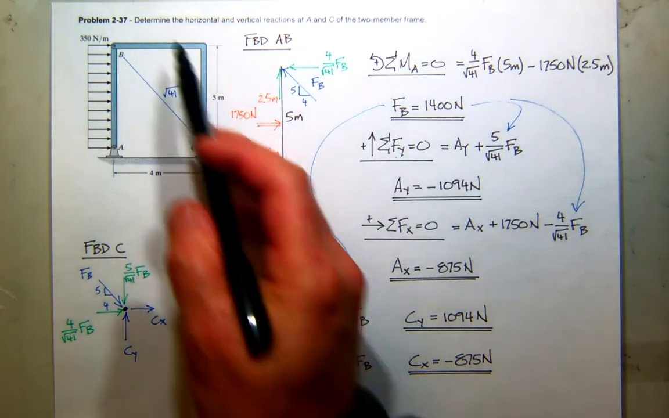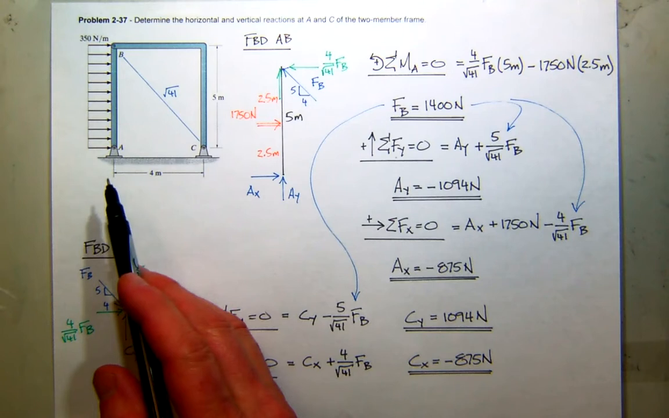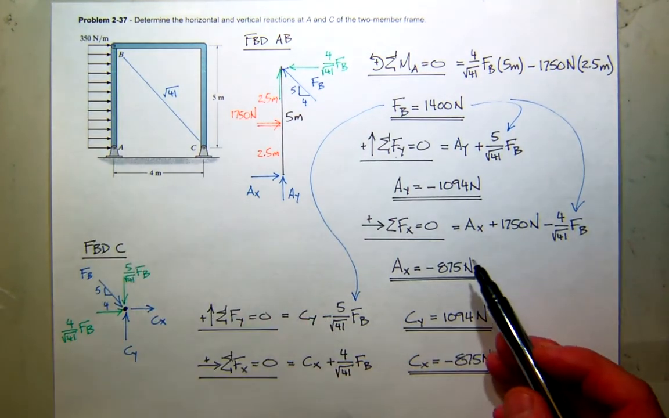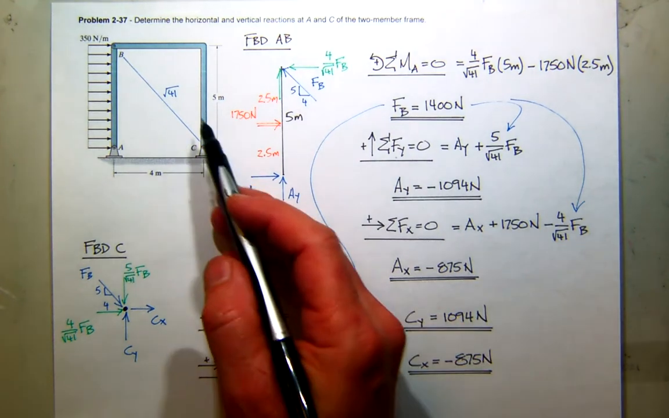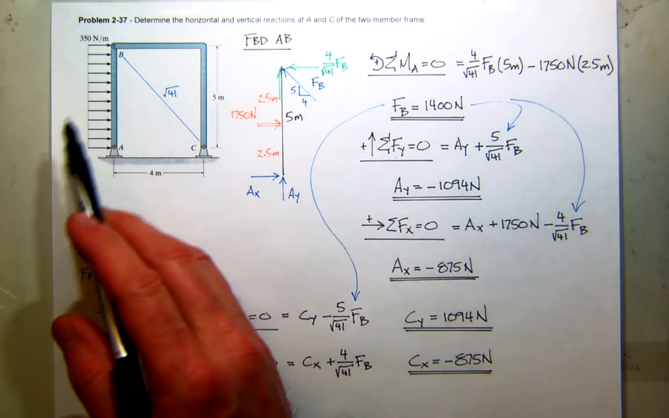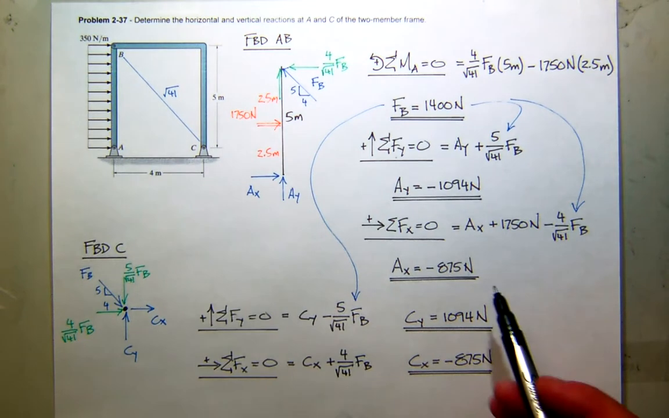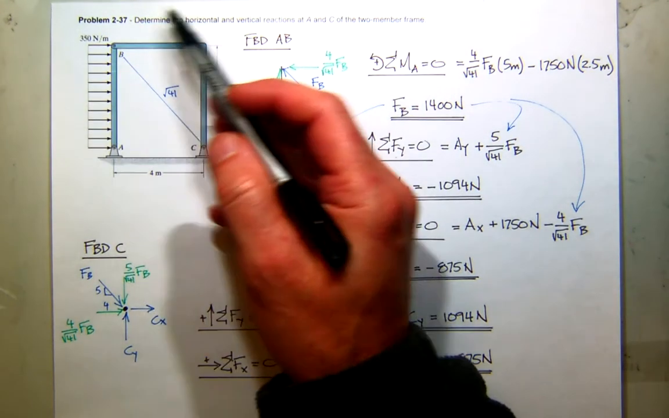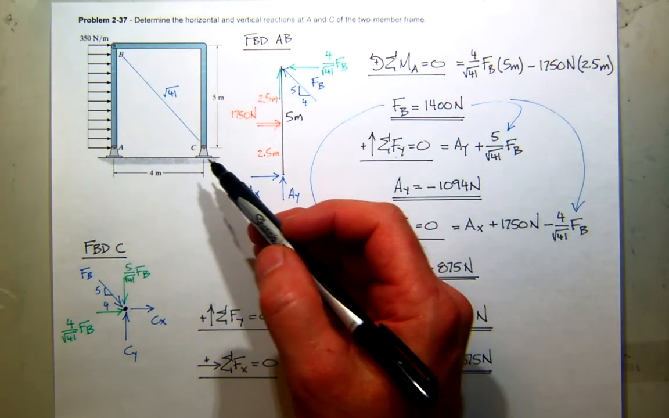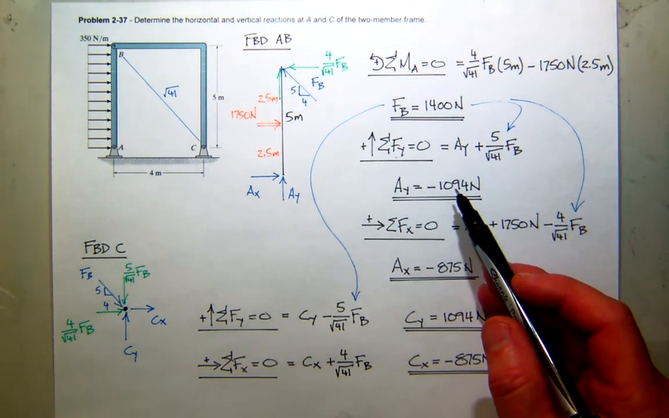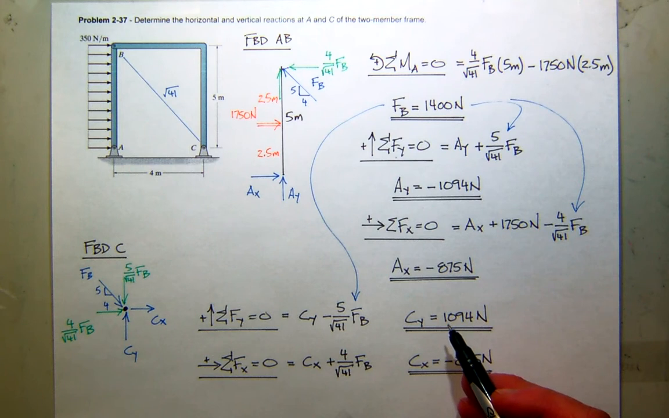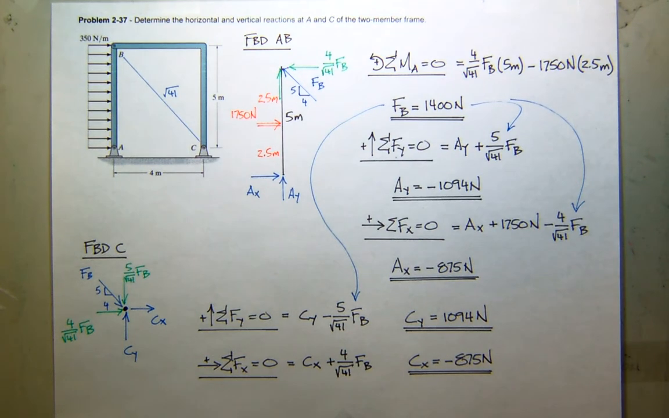So looking back at the whole structure, put back together, AX and CX need to balance the X force. And if you look at the two AX and CX, you add them together, what do you get? 1750. And since the applied force is acting to the right, you'll notice that both of those are going to the left. So that balances that. What about vertical? Well, there are no vertical forces applied, so if you sum AY plus CY, you should get 0. AY is negative 1094. CY is positive 1094. They cancel. So it seems like we're okay.